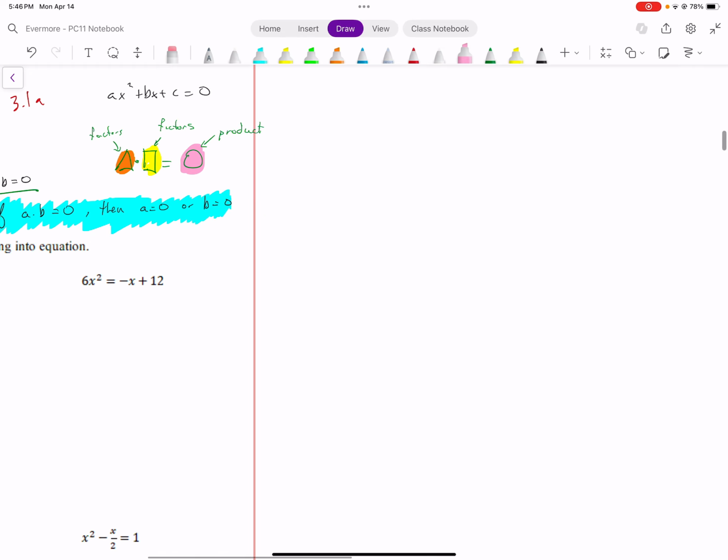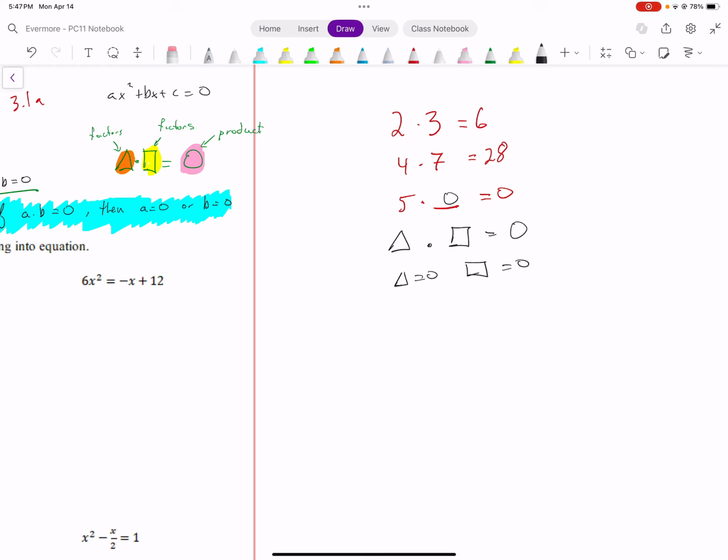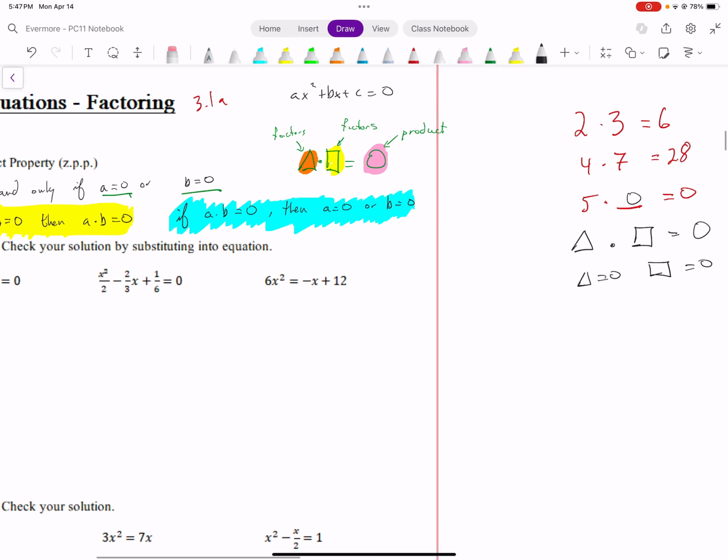So maybe let's just take a second here. 2 times 3, those are two factors. If I multiply them together, they yield 6, a product of 6. 4 times 7, a factor of 4, a factor of 7, we multiply them together, that gives us 28. Well, how about 5 times an unknown number is equal to 0? Well, really, that unknown number is equal to 0. Similarly, if we have a triangle and a square, two factors, and they multiply together to give a product of 0, when is this true? When the triangle is equal to 0 or the square factor is equal to 0. Hope that made sense.